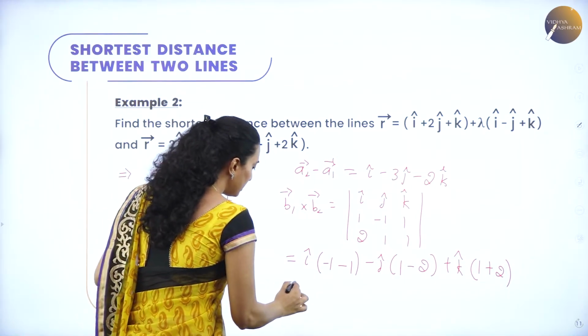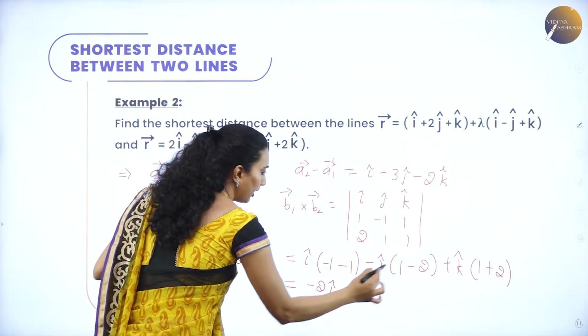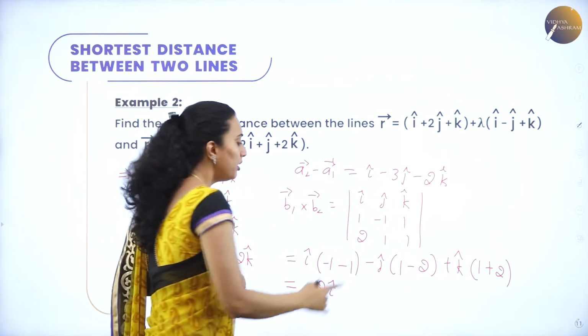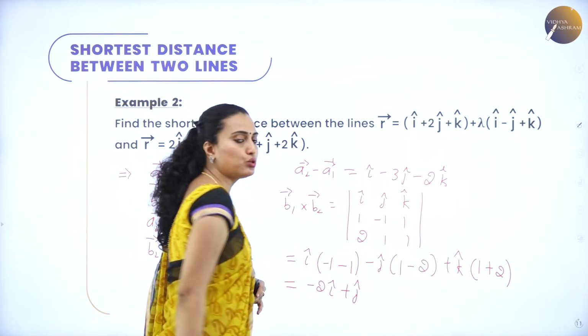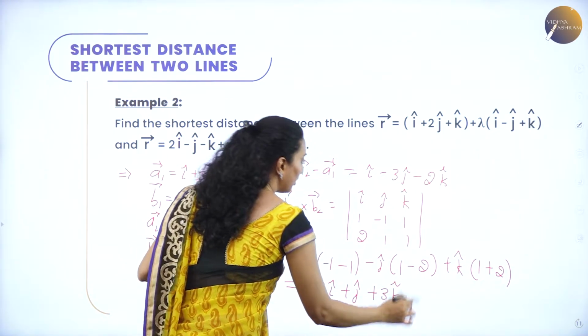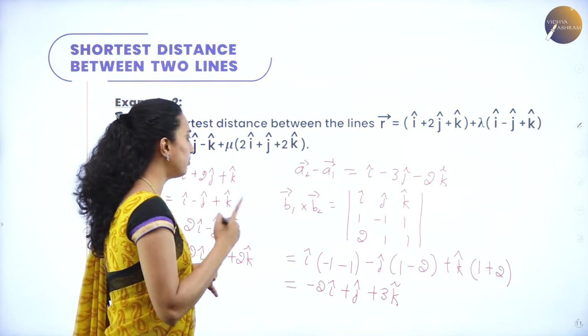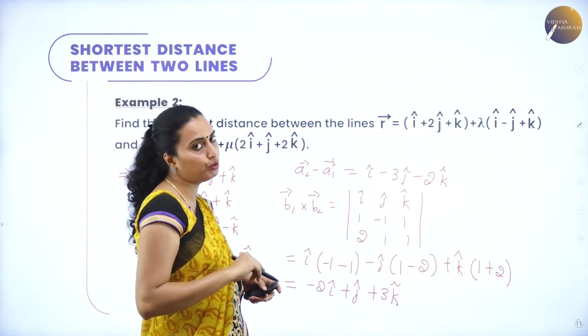Now, you can still simplify this. Minus 1 is minus 2I. Again, 1 minus 2 is minus 1. Minus of minus is plus j. Similarly, here 1 plus 2, which is nothing but 3k. Now you come to know what is A2 minus A1, then B1 cross B2. What you need to do? Dot product of that you need to find out.